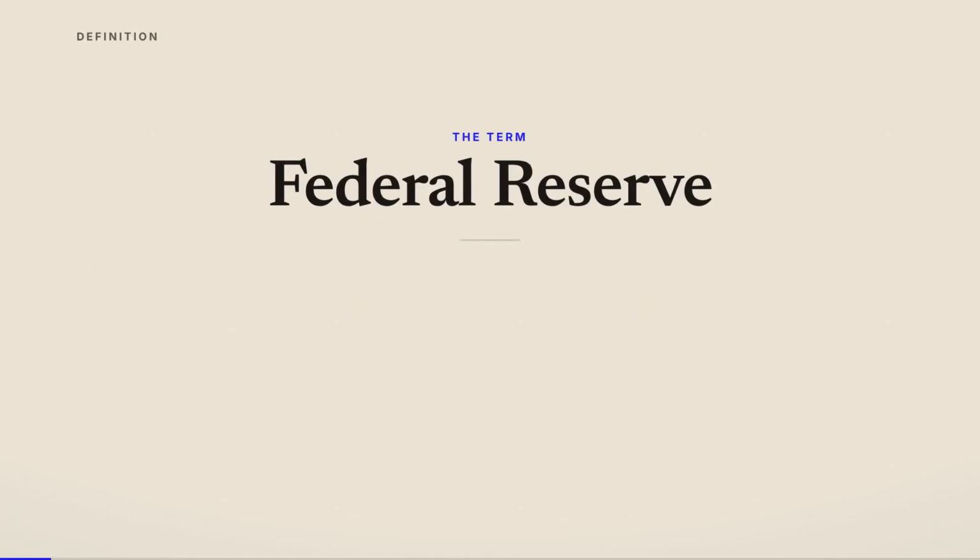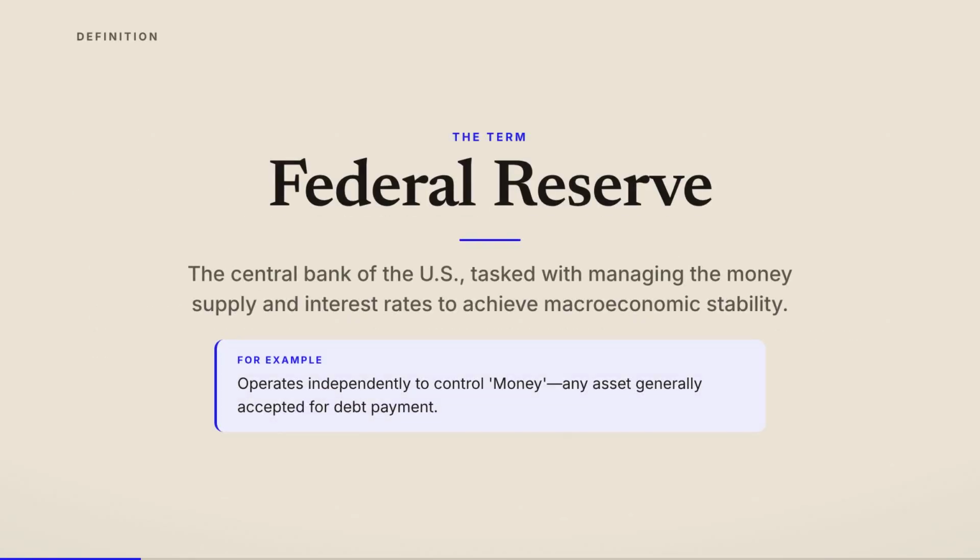Now let's switch gears to monetary policy. The Federal Reserve, or the Fed, is the central bank of the United States. Its job is to manage the money supply, the quantity of money available in the economy. They do this to manage interest rates and hit macroeconomic targets. Central to this is the concept of money, any asset generally accepted for exchange or debt payment.